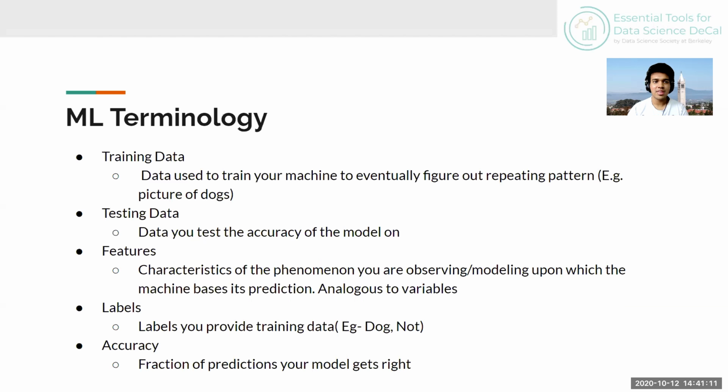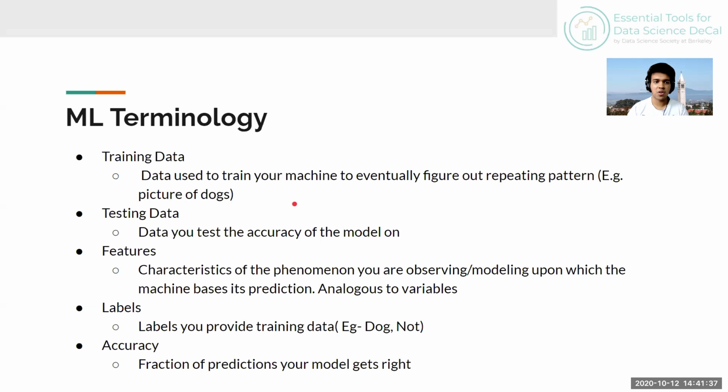And here are a few terms that will pop up quite frequently when you learn about machine learning, as well as in today's lecture. So the first term is training data. So this is essentially the set of pictures that we feed into the model that trains it to identify whether an image is a dog or not. So it is the data used to train your machine to eventually figure out a repeating pattern.